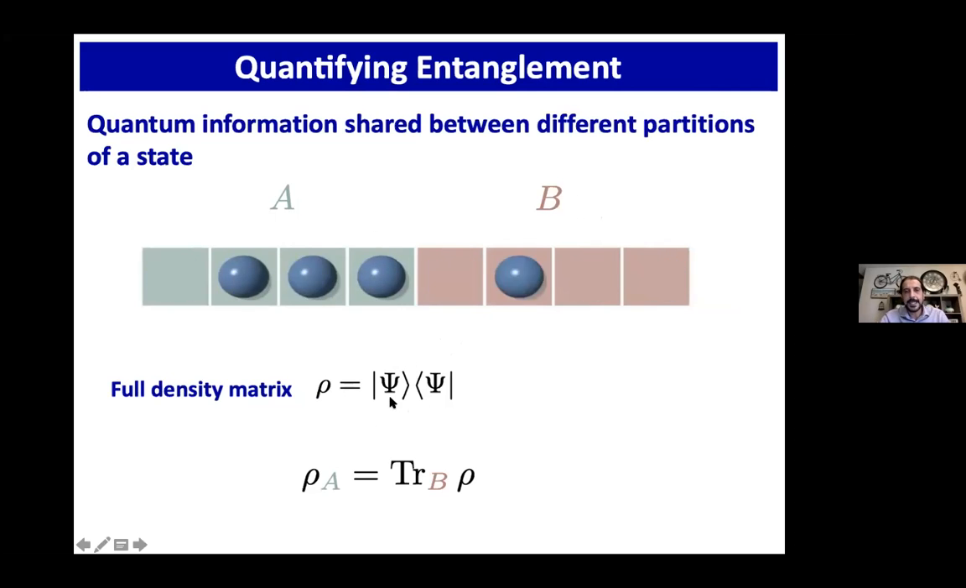Then we can understand how much shared information there is between the two partitions A and B by tracing out the degrees of freedom of one of these partitions. So rho A, the reduced density matrix of partition A, we obtain by tracing out the degrees of freedom of partition B from the full density matrix. This object, rho A, should contain the information about the entanglement of the system.